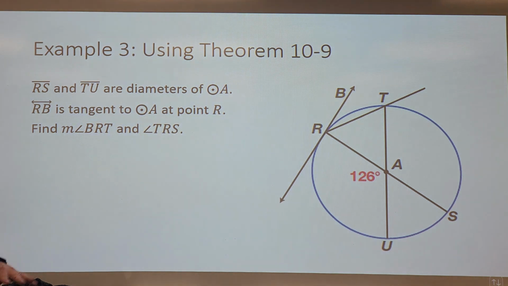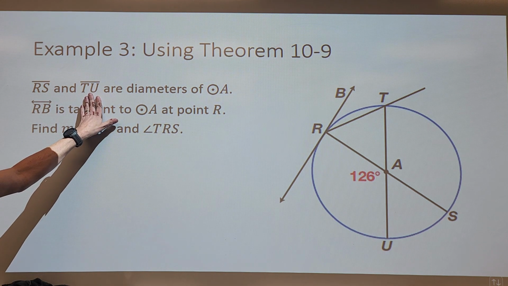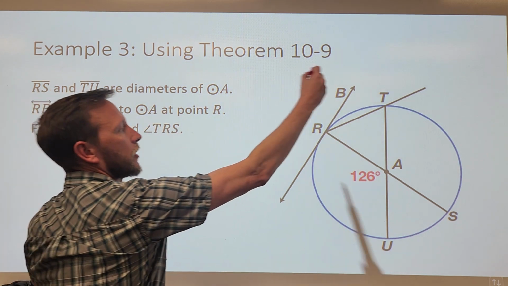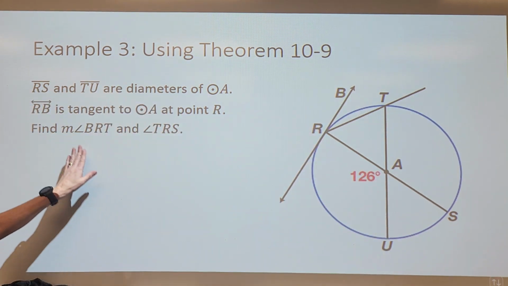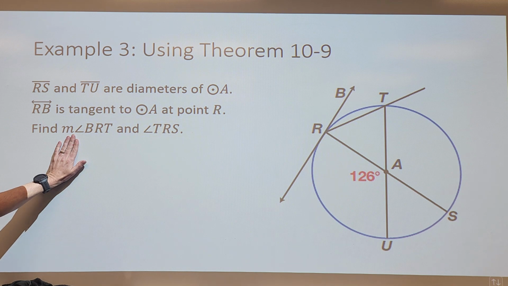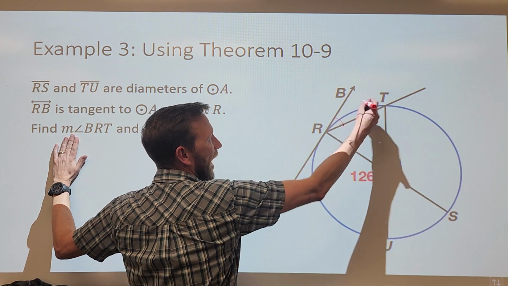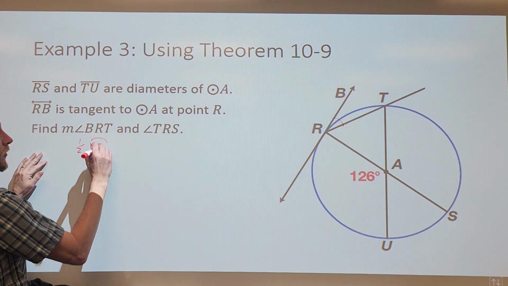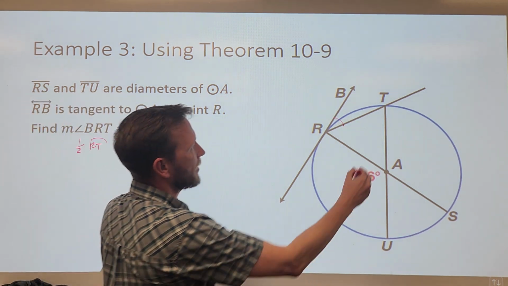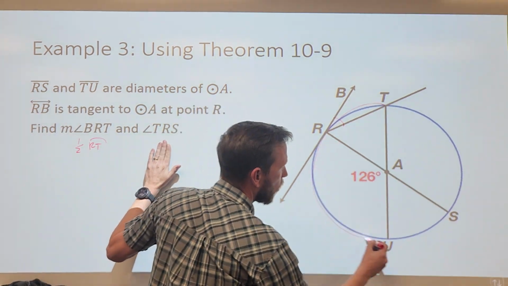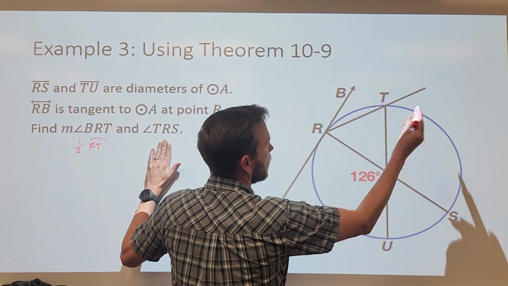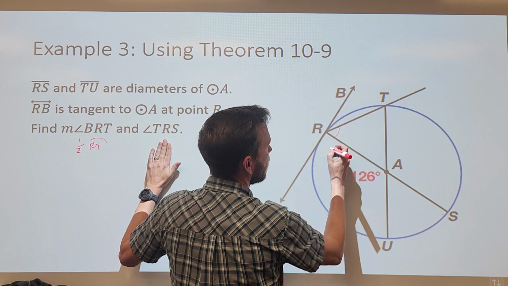All right, finally, this last little bit. RS and TU are diameters. That's very helpful because that tells us that we have a semicircle here and a semicircle there. That's really important. Find the measure of BRT, which again is going to be half of arc RT, and TRS, which is going to be this whole thing. Oh, I'm sorry, angle TRS, not the thing here. TRS is going to be this angle right there.